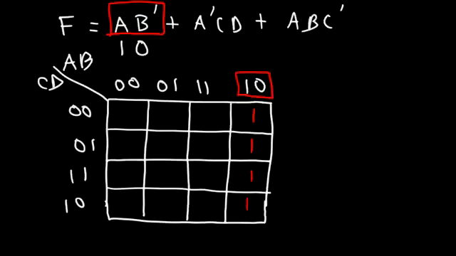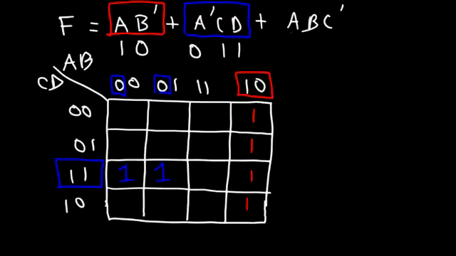Now let's move on to the next term, A prime CD. So let's put the 0 for the complement of A and a 1 for C and D. Notice that C and D is 1 in this region, and A is 0 in the first two columns. So therefore, we have to put a 1 at the intersecting squares.